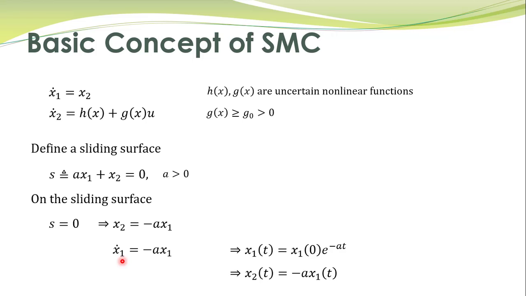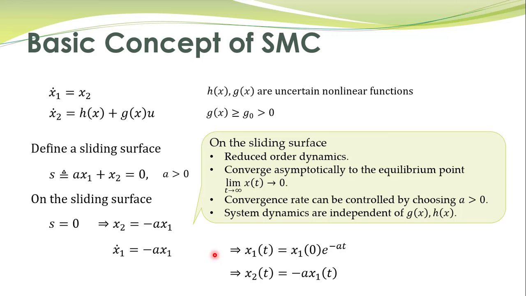The dimension of the system is reduced. So here is the summary of the discussion that we have made up to this point. On the sliding surface, that is when this equation is satisfied, the system is described by reduced order dynamics. We had two differential equations originally, but when this equation is satisfied, that is on the sliding surface, the system is entirely described by this differential equation, one first order differential equation. So the system is described by reduced order dynamics.